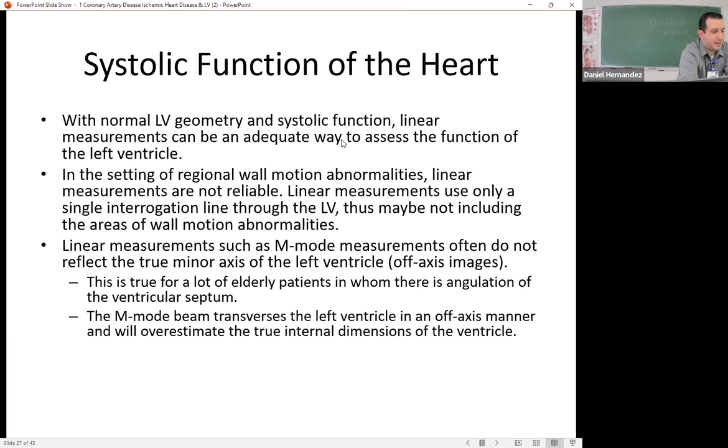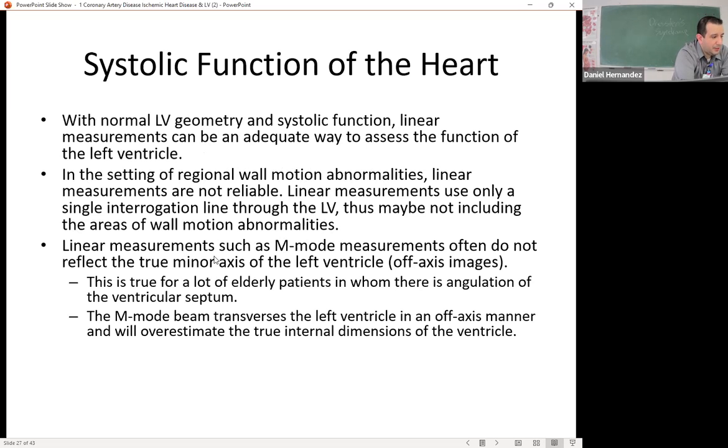So what that's saying is that what we're doing here in the lab when we do our 2D measurements, our Teichholz, our linear measurements, that's all well and good if a patient has normal LV geometry and normal systolic function. But if patients have any areas of infarct, or if the LV is shaped abnormally, these linear measurements are not going to take into account those abnormalities within the ventricle. So that's when we have to use our biplane Simpson's method, to take into account these wall motion abnormalities.